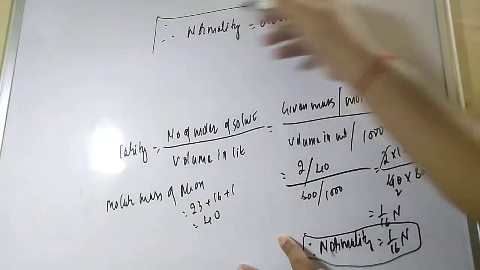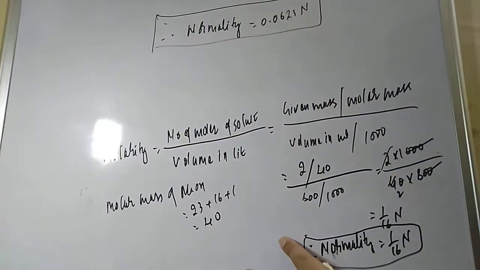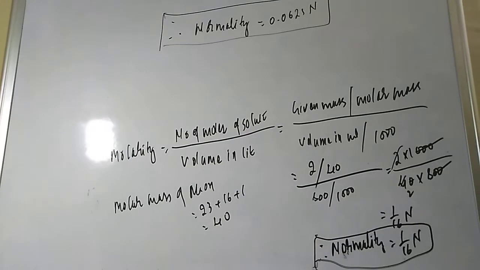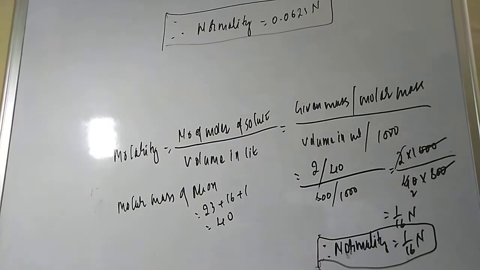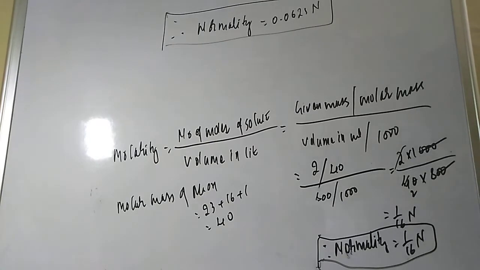0.0625 normal. So we got the value of normality, student. The two questions we are able to do. Now let us do some more problems, student. Okay, so what is the other problem? We will do some more problems, student, to make the concept clear. When you watch the full video, you will be able to understand all the problems.